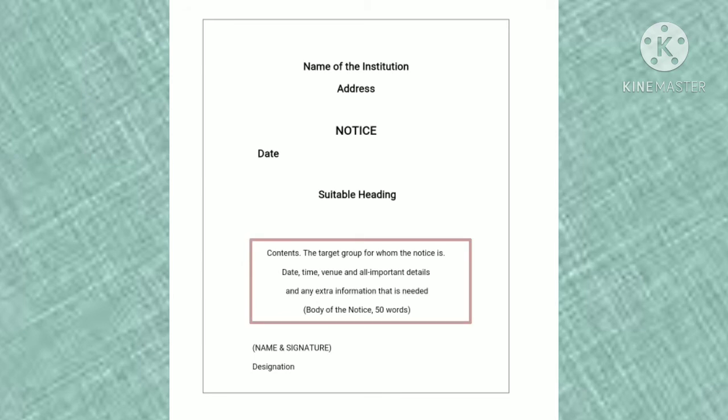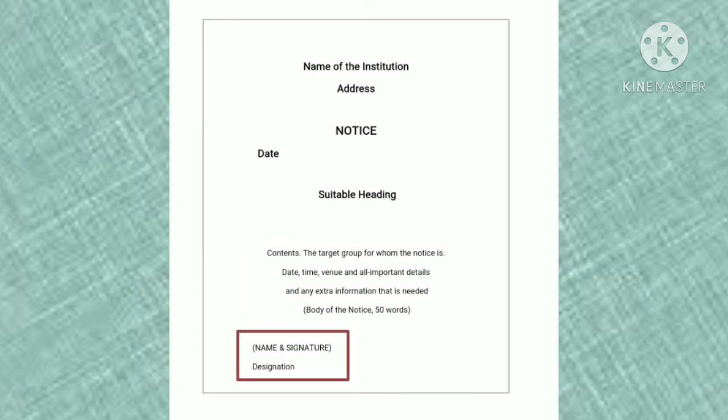Then comes the content. Now in the content, you have to mention whom this notice is targeted to. So you have to mention for whom these words are being written. Then you also have to mention the time, the date, the venue, and any important detail or any extra information that is required or needed. And this should not go beyond 50 words. There's a word limit to be followed. You have to stay within that word limit, and then in the end you will have to write down the name and designation of the person who is writing the notice.